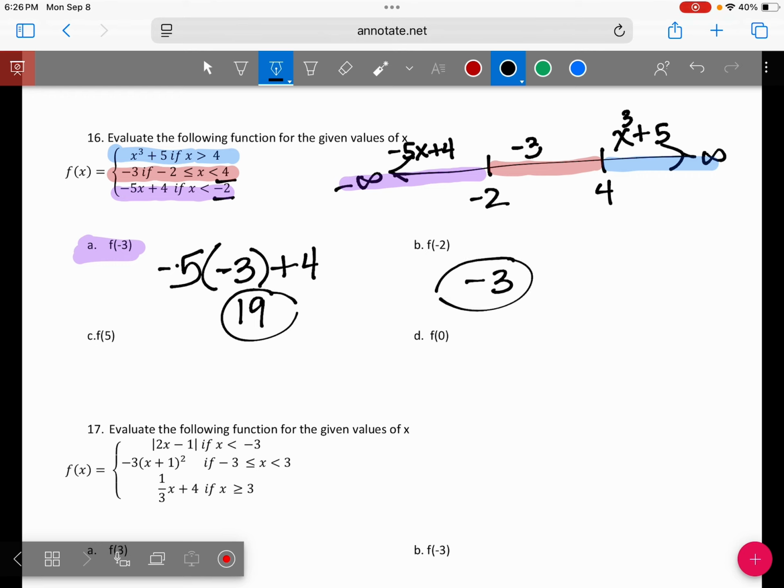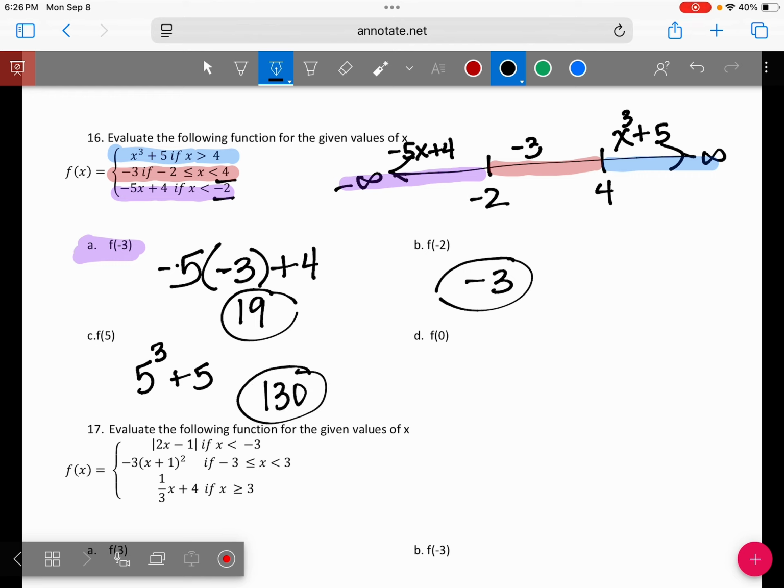C, where is 5 on my number line? Well, 5 is greater than 4, which means this is my function. So that would be 5 to the power of 3 plus 5. Again, feel free to always pause the video at any time. And I got 130.